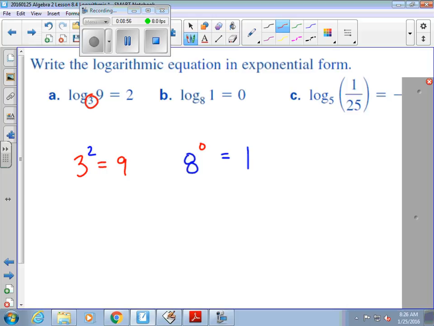And let's try this last one. This one looks hard, but it's not. Log to the 5th power. I'm sorry, see how I just read it. Make sure you read it correctly. Log base 5 of 1 over 25 is equal to negative 2. Follow the same format as A and B. Again, you're not doing any figuring or calculating here. You're just reordering it.